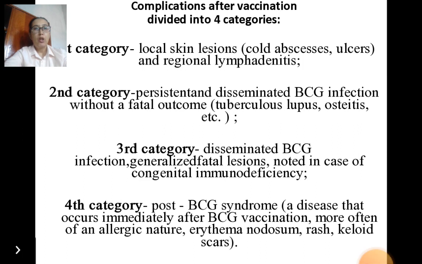Complications of vaccination are divided into 4 categories. First category, local skin lesions: abscesses, ulcers, and regional lymphadenitis. Second category is persistent disseminated BCG infection without a fatal outcome. Third category is disseminated BCG infection, a generalized lesion noted in cases of congenital immunodeficiency. And fourth category is post-BCG vaccination syndrome, a disease that occurs immediately after BCG vaccination, more often of an allergic nature: erythema nodosum, rash, keloid scars.